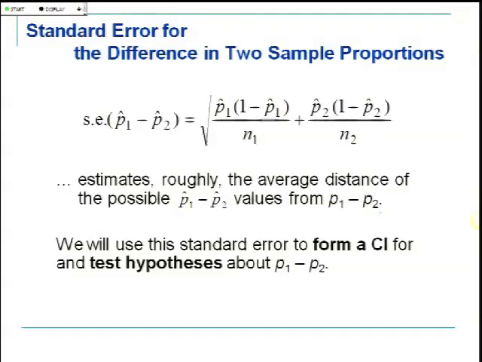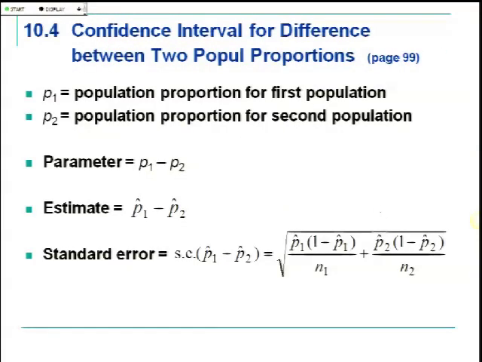All right, so the standard error, it's right there. You've got it in the middle of your page. And you've got another interpretation of it written out for you. It estimates roughly the average distance of those possible values now from their mean, which is the true difference. And we'll use this standard error to form our confidence interval. We'll also use a version of it to form our hypothesis test. So let's proceed to that idea. Let's do a confidence interval.